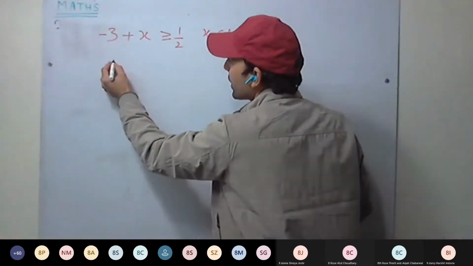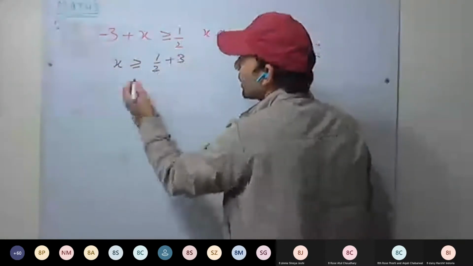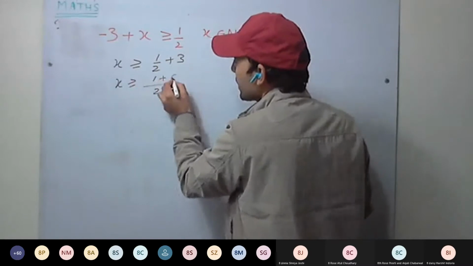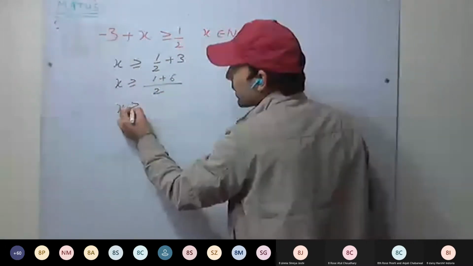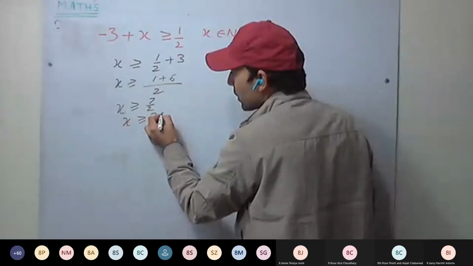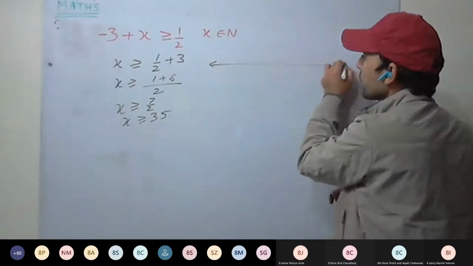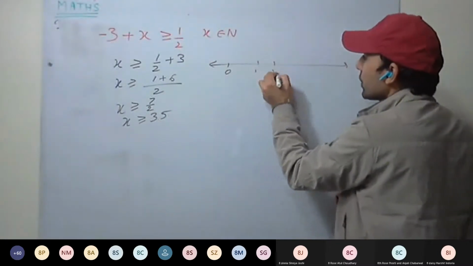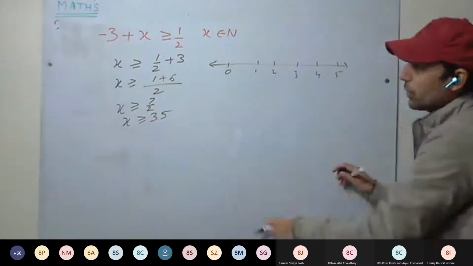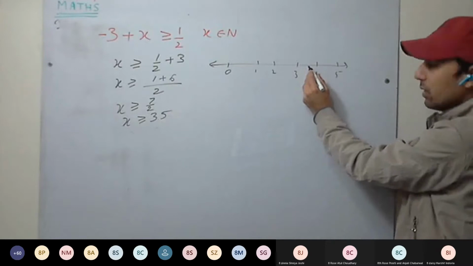take on the right side. So x greater than or equal to 1 by 2 plus 3. Take the LCM: 1 upon 2, 1 plus 6. x greater than or equal to 7 upon 2. x greater than or equal to 3.5. Okay, it belongs to natural numbers. So draw the number line 0, 1, 2, 3, 4, 5. Okay, greater than or equal to 3.5. It means 3.5 will be somewhere here.